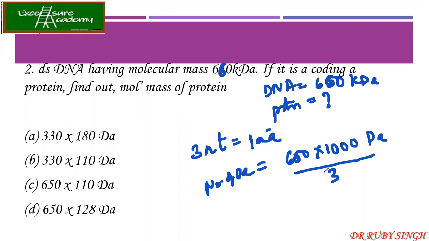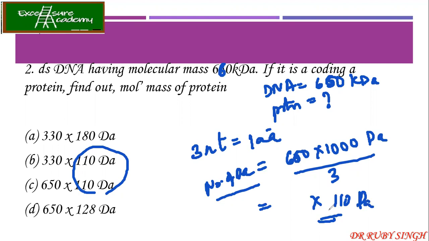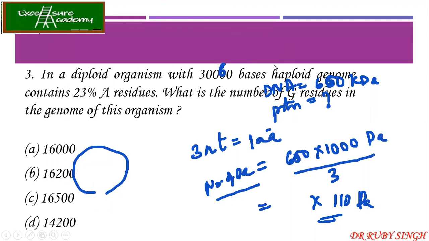Then what are you going to do to get the molecular weight of the protein? So these are the number of amino acids. To get the molecular weight of the protein, what you're going to do? You should multiply with 110 Dalton. So whatever value you get after 660 divided by 3 into 110 Dalton will give you the answer. It's just maths, so that's why I'm not calculating the entire thing.